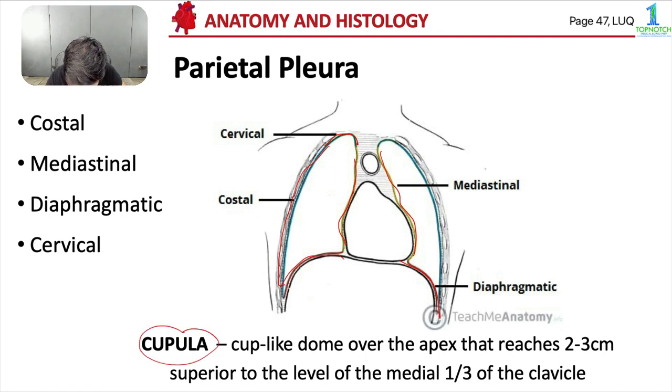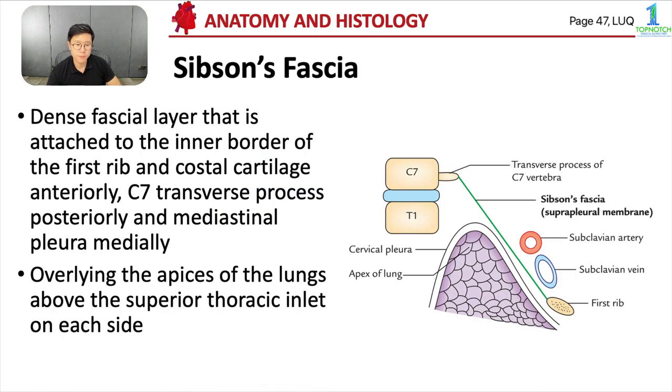The cupula is the cup-like dome over the apex that actually reaches 2 to 3 centimeters superior to the level of the medial one-third of the clavicle. So actually, yung pleura, it reaches above the clavicle.